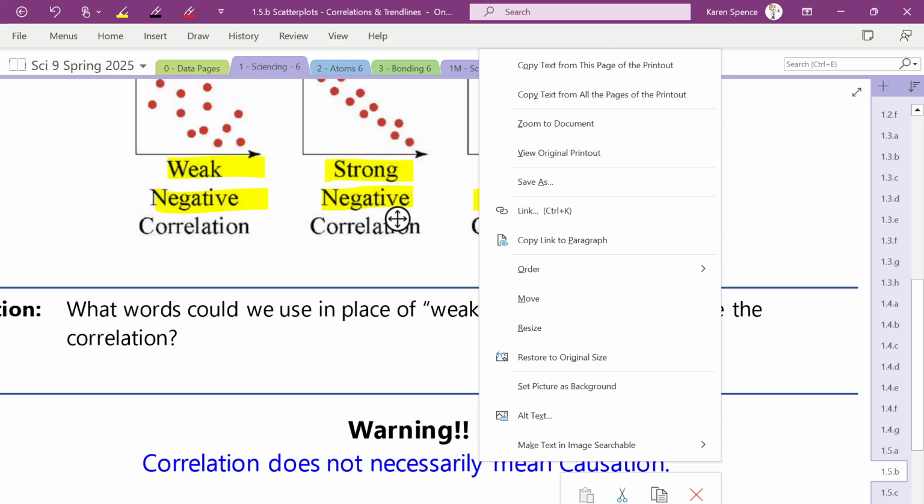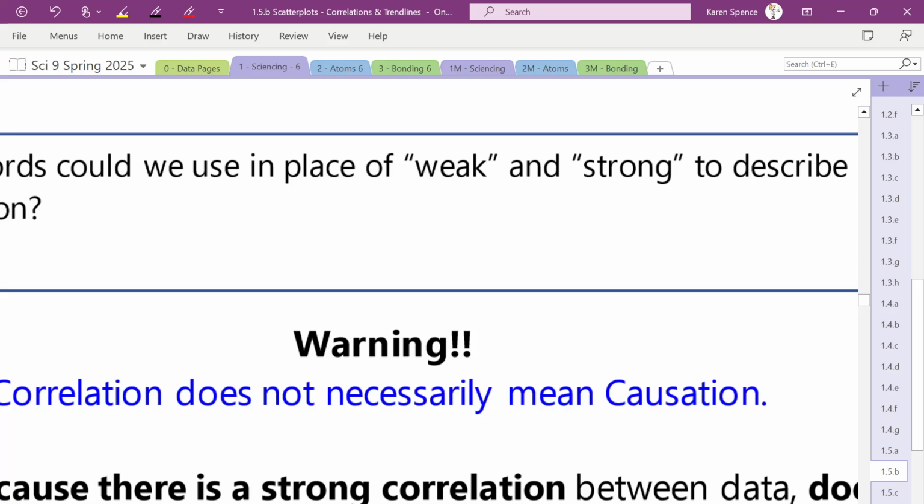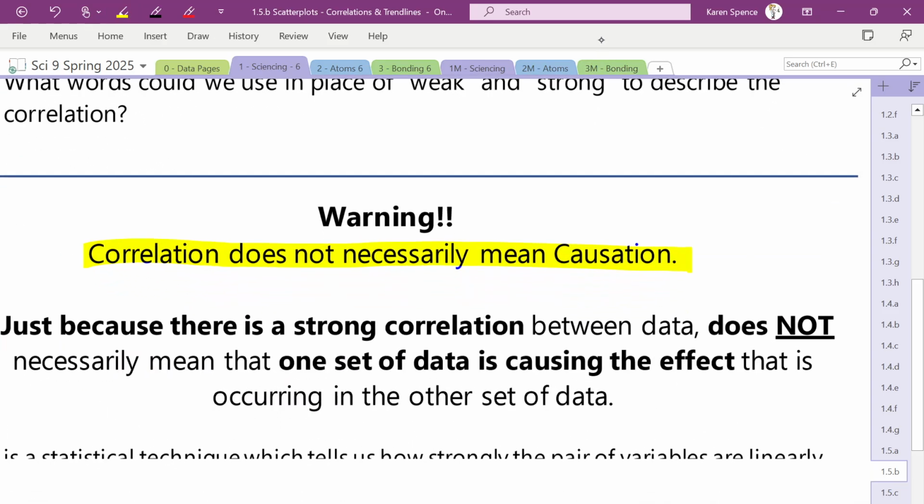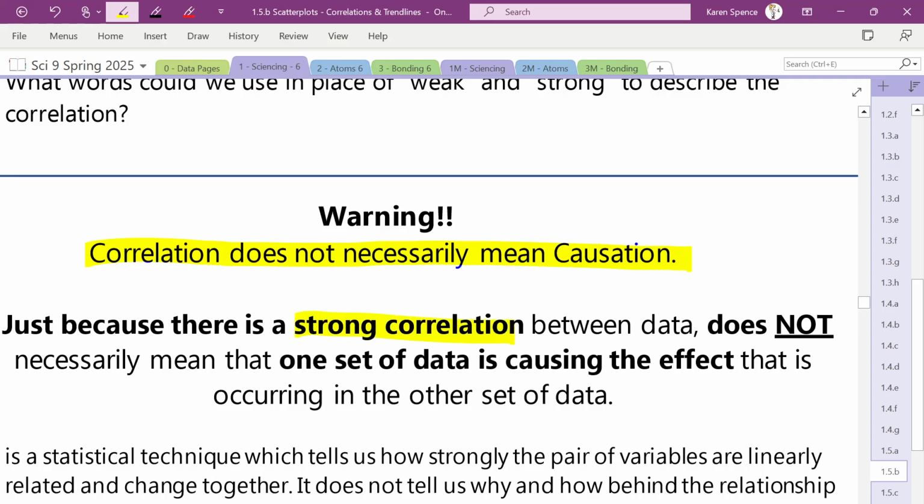Has anyone ever heard the expression, correlation does not necessarily mean causation? Anyone ever heard that expression before? It is super important when you are looking at studies. Just because one thing goes up at the same time as another thing goes up does not mean that one causes the other. Just because there is a strong correlation does not mean that one set of data is causing the effect. You would have to do some thinking about that. You would have to make sure all your other variables are controlled.